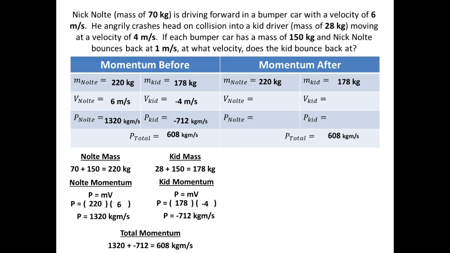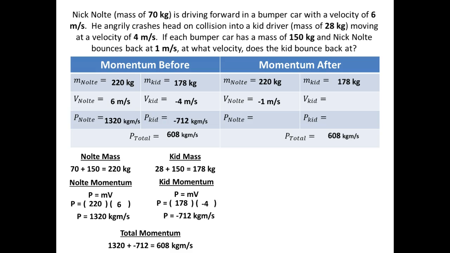So I was given that after the collision, Nick Nolte bounces back at 1 meter per second. I need to think logically about this. He started going forward. If he gets bounced back, now he's going backwards. So that means that Nick Nolte has a velocity of -1 meters per second. Be very careful.